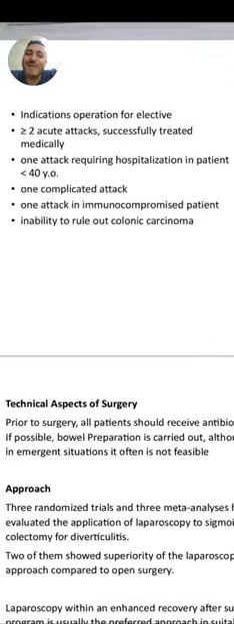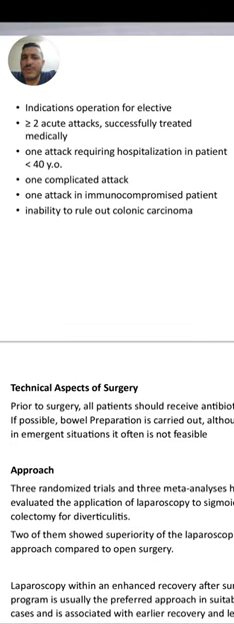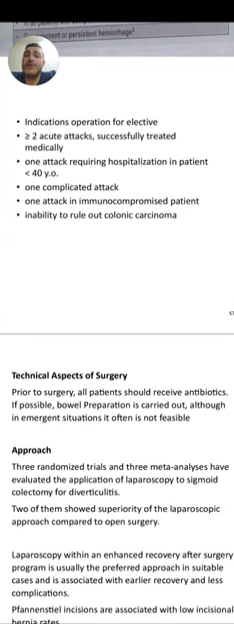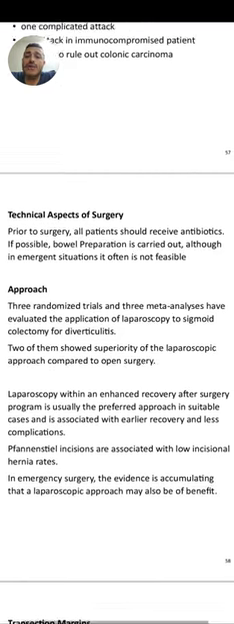Another slide, I'm just reviewing the literature. Actually, it's a matter of building an imagination in your brain about the topic of diverticulitis. I don't want to confuse you, but it's similar to what we said. For example, here, the indications for elective operation: more than two acute attacks successfully treated medically, one requiring hospitalization, age less than 40 years, complicated attack, immunocompromised patient, and inability to rule out cancer.